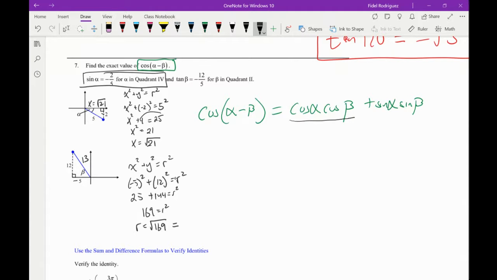So let's take a look here. Cosine of alpha, cosine of beta. So guys, here's my alpha. Remember what the cosine is. It's the adjacent over the hypotenuse. Square root of 21 over 5. Okay. Cosine of beta is going to be the adjacent over the hypotenuse. Negative 5 over 13. So far, we're doing okay?